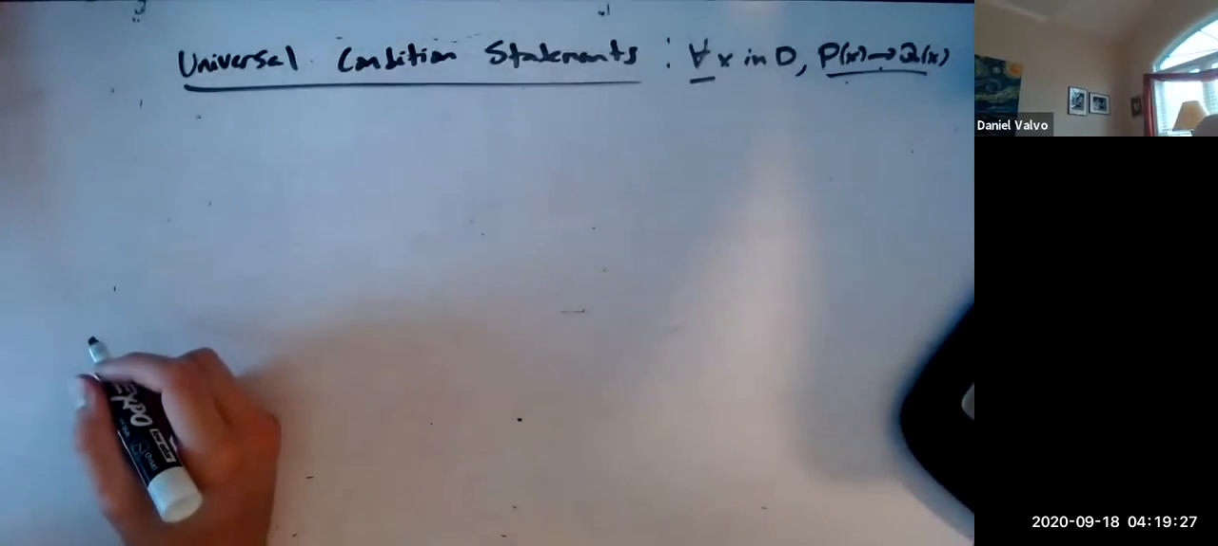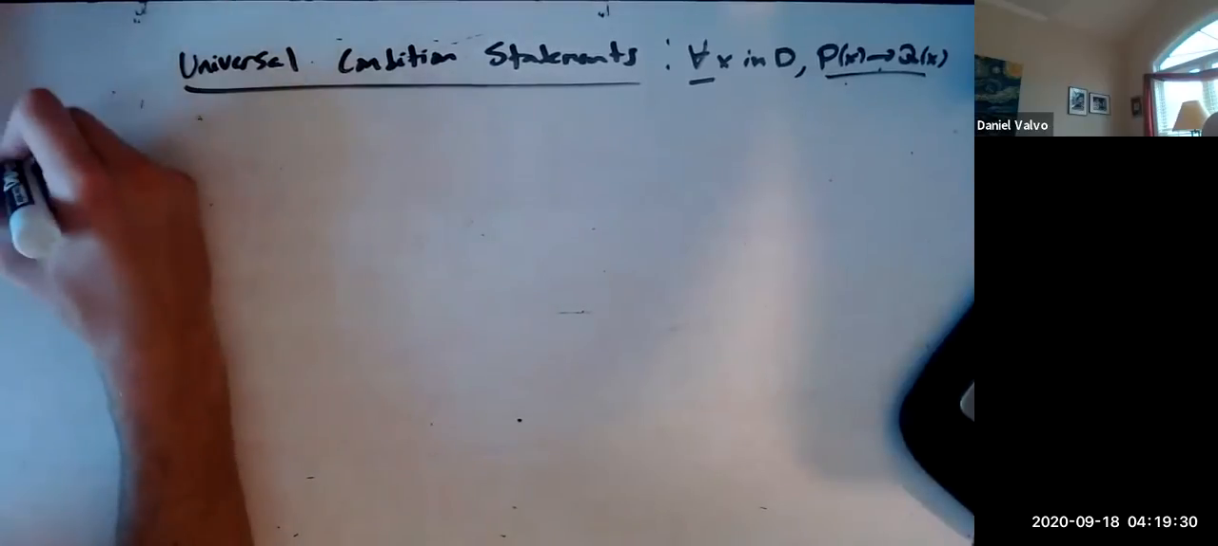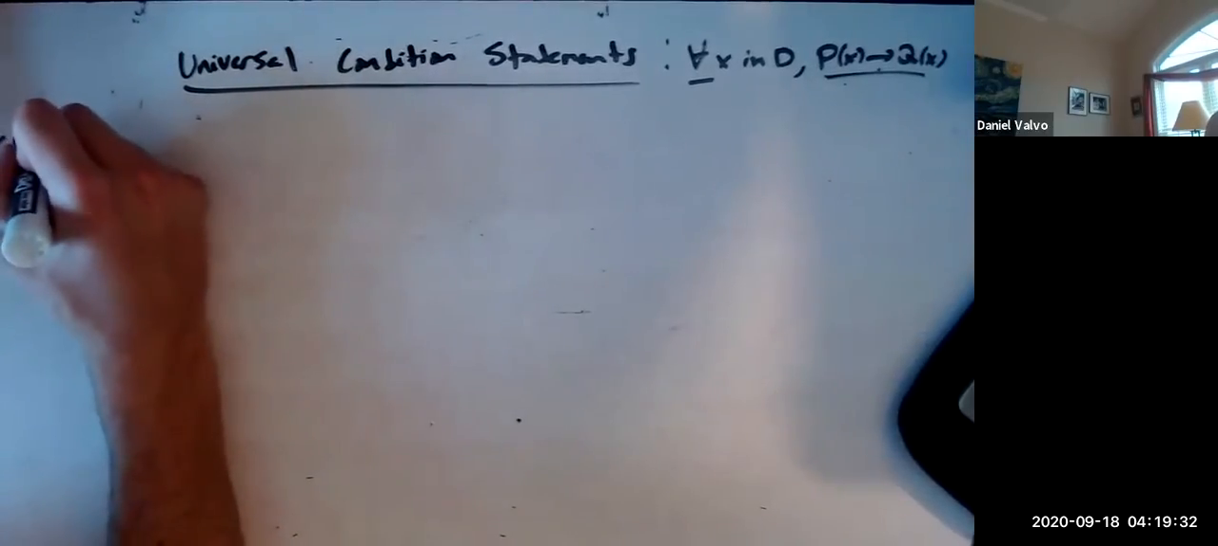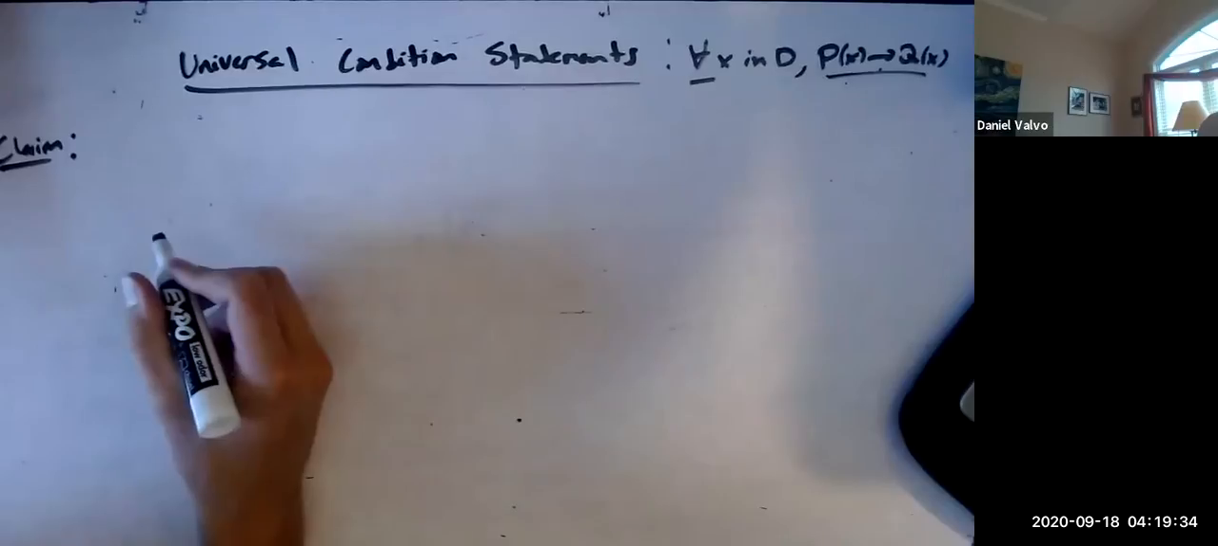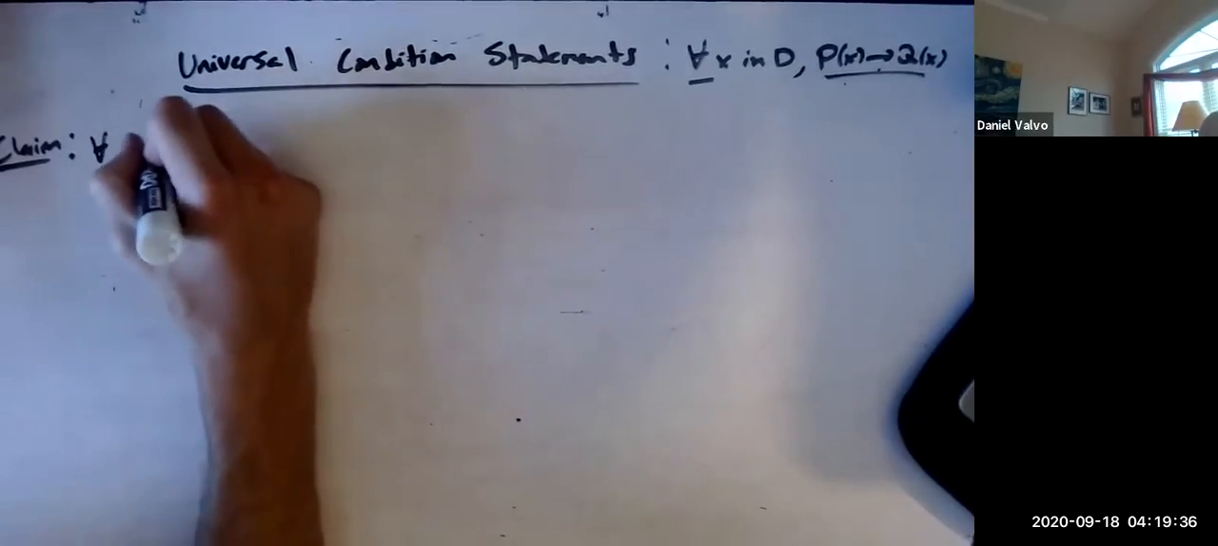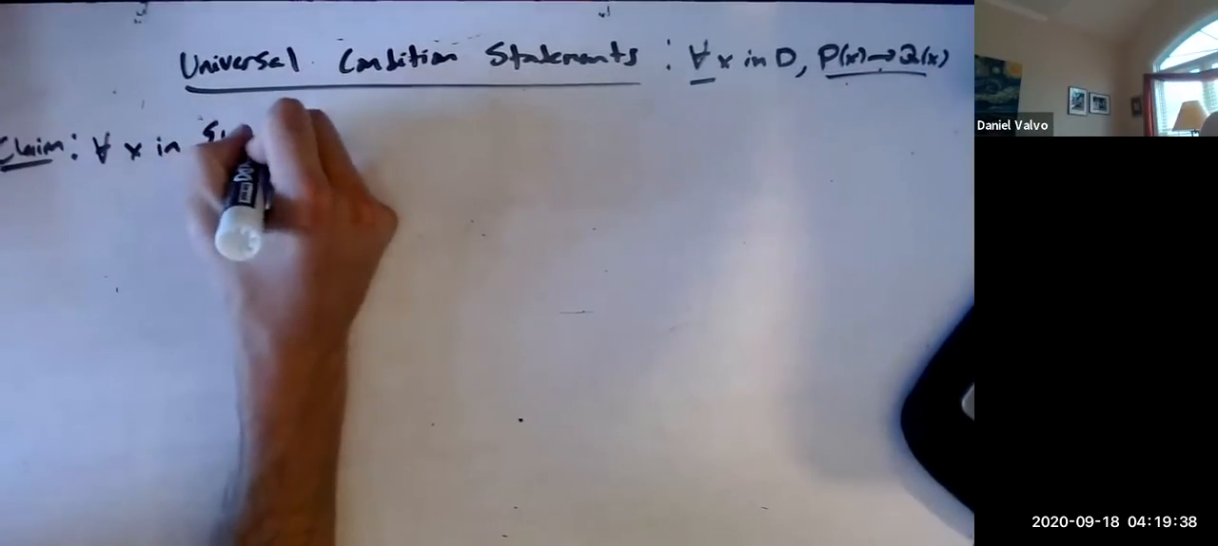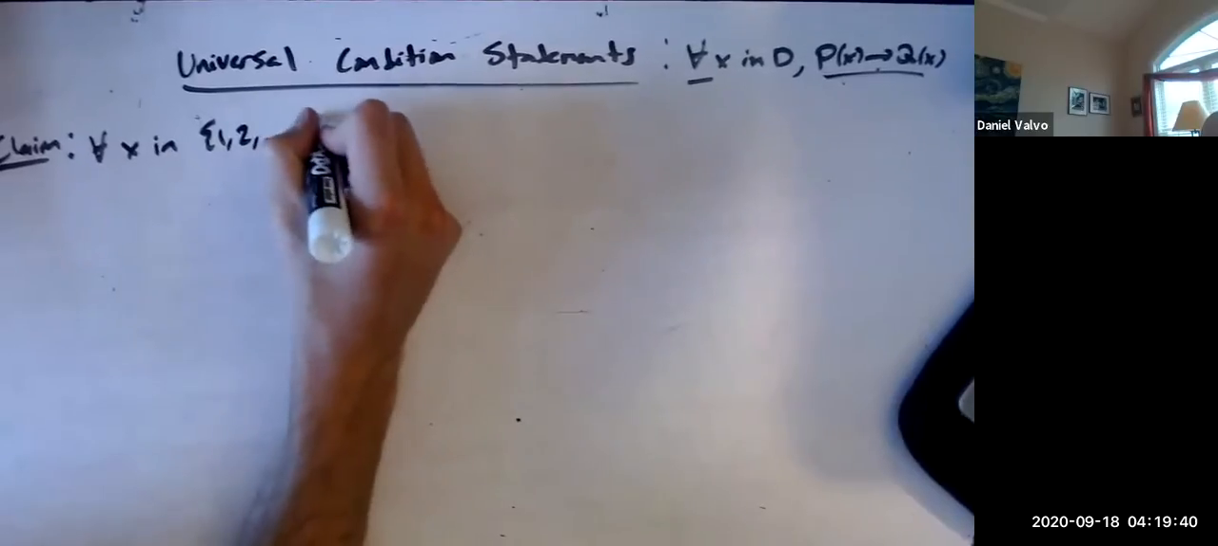Now let's do some examples tying all this stuff together. Let's say we're going to reuse examples here. Claim: our claim is that for all x in our set, we're going to take all the numbers 1 to 10.